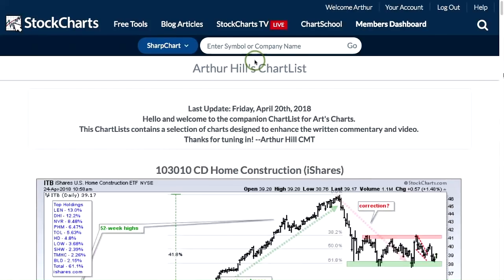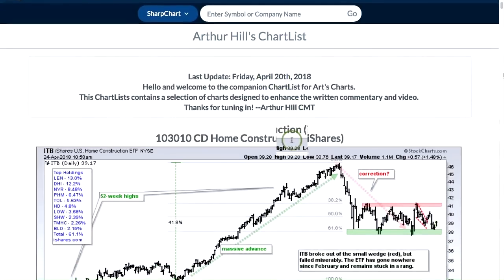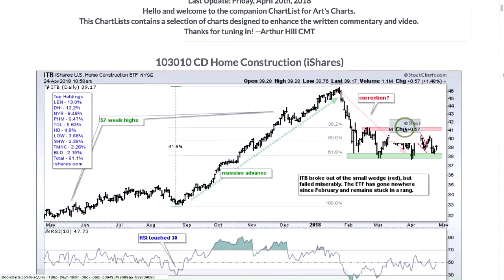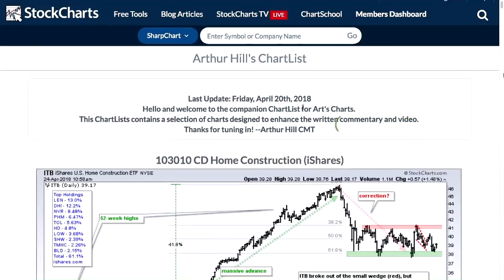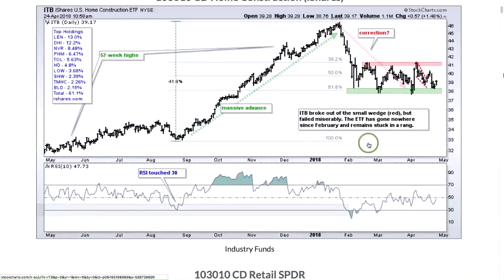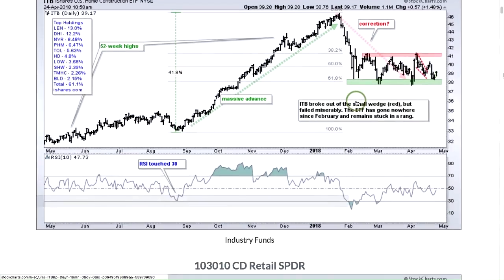So if you click on that, there you can see last updated February 20th. And there is home construction. And since we're on it, we got a few seconds. Arthur. What's that? Scroll back up. That's April 20th. Oh, April 20th. Friday, April 20th. That might have thrown you off a little bit. Yeah, sometimes the mind gets ahead of the mouth. And no worries. So anyhow, ITB is bouncing off support here. That's on the chart list.